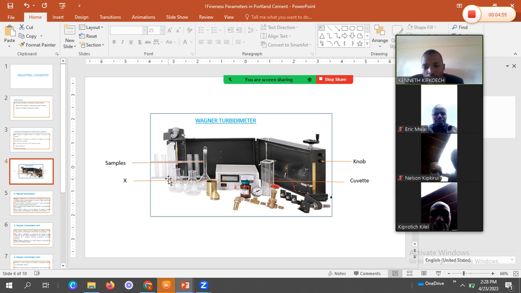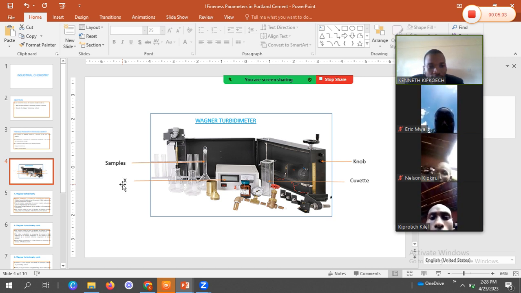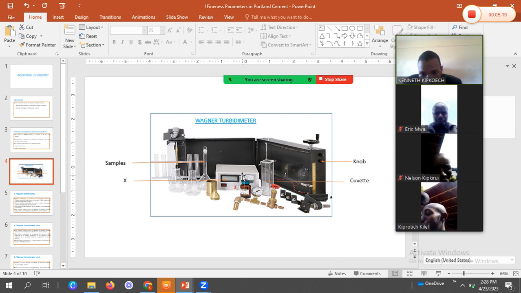So on the side of learners, I want someone to state the part labeled X. It can be the display of the machine. That is very correct. As you can see, the part labeled X, the arrow goes straight to where it looks like there is a screen, and that part is a display for a meter that will give the fineness value of the Portland cement.